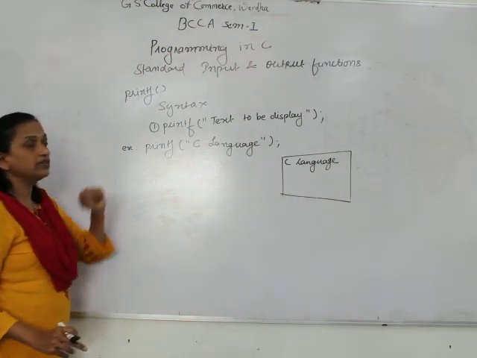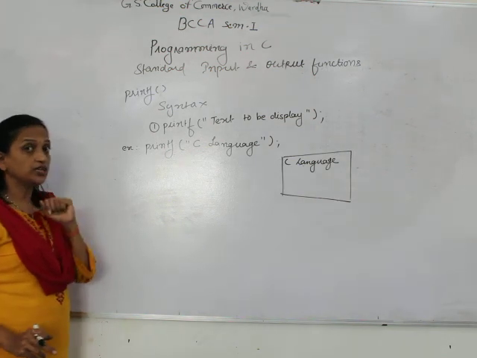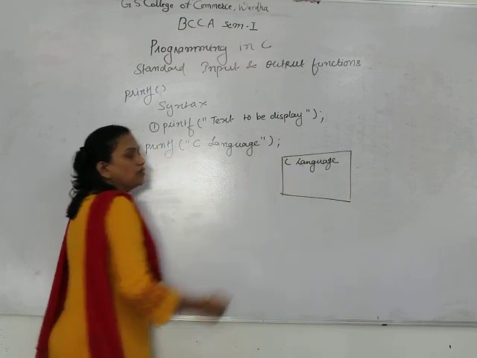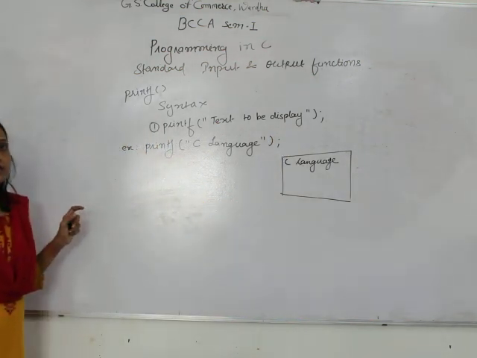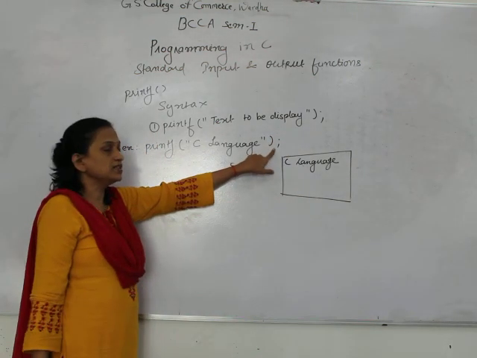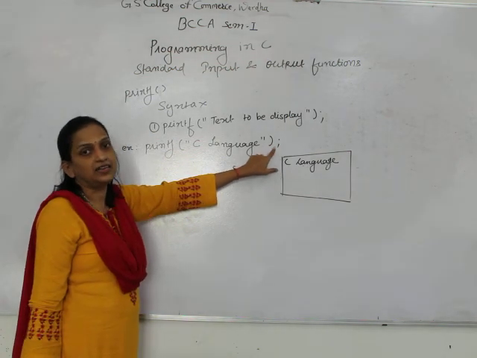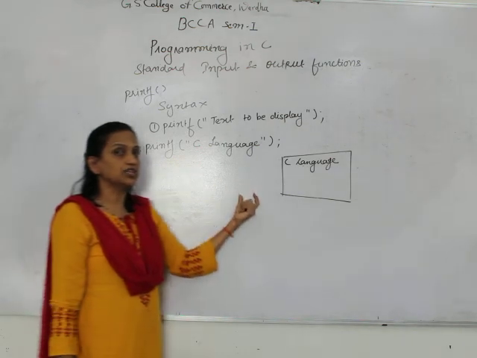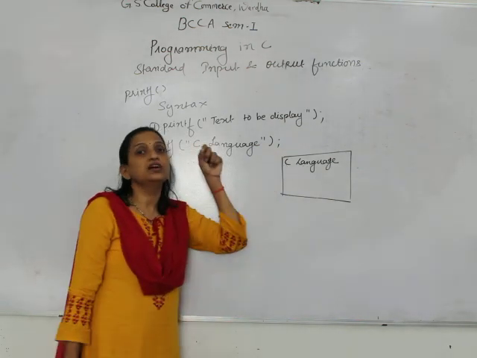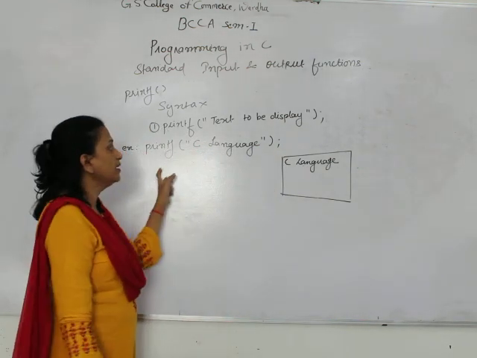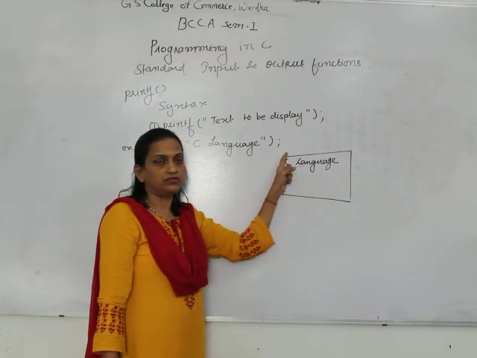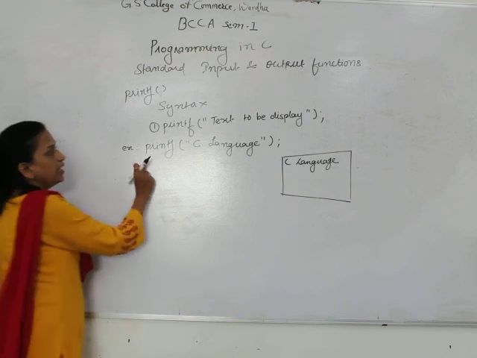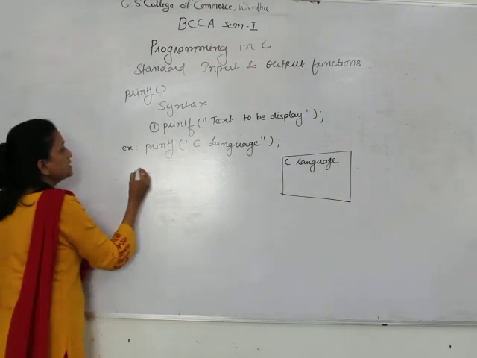The third thing which you should remember is that you should put a semicolon at the end of the statement, because the semicolon is treated as a line terminator. Line terminator means where the line ends, so you should put the semicolon. It tells that the line has ended over here. So, printf, then semicolon.